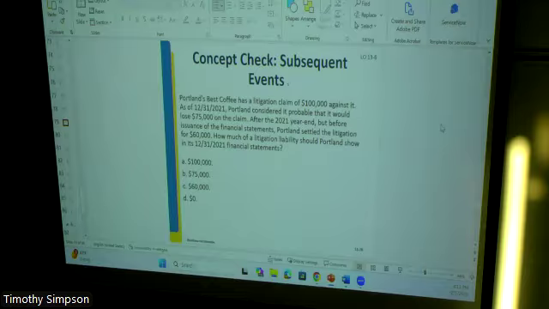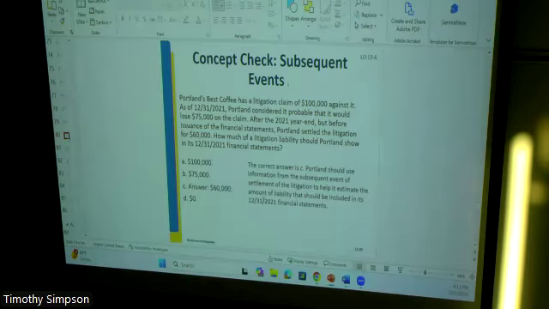Okay. Portland's Best Coffee has a litigation claim of 100,000 against it. As of December 31st of 2021, Portland considered it probable it will lose 70,000. So after the 2021 year end, we're doing the posting to the statements and adjusting entries. But before issuance of the financial statements, Portland settled the litigation. All right, so it's been settled. So how much of a litigation liability should they show in its 2021 statements? And the answer is 60,000, because this information was available. We know it arose from that 2021 period.